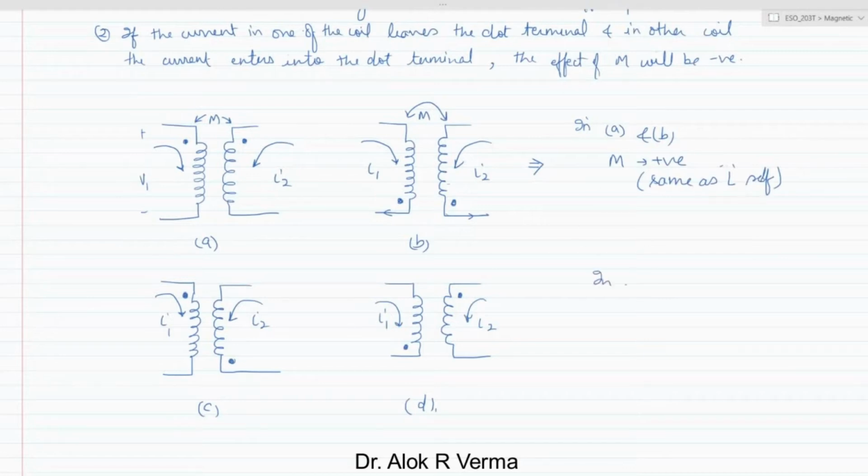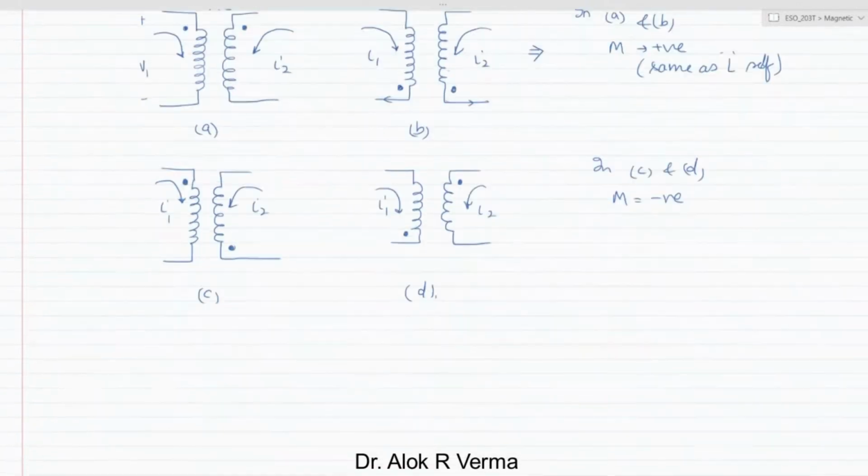Similarly, in C and D, if you look carefully, I1 is entering into the dot and I2 is leaving the dot. So M is negative. Look at here, I1 is leaving and I2 is entering. Again, M is negative. This is opposite, right? So M is negative in both cases C and D. So these are the 4 possible cases where the effect of M is known.